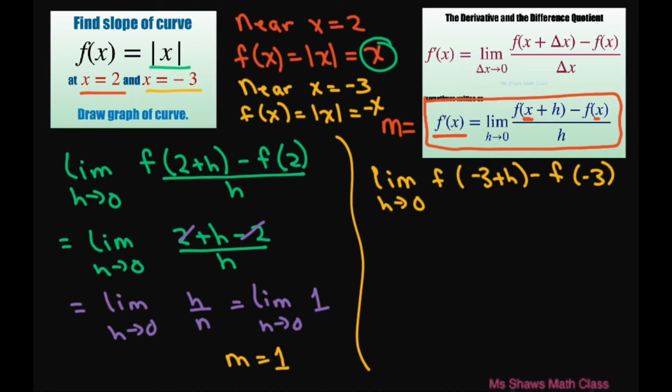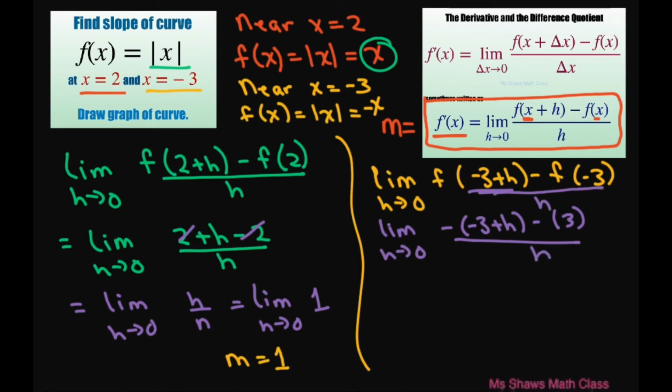Alright, this is going to give you the limit as h approaches 0, and just for x, it's going to be negative x. So it's going to be negative of negative 3 plus h, minus f of negative 3. So that's just going to give you f of, if you plug in a negative, it's going to be positive 3 there. So that's divided by h. This should be divided by h as well.